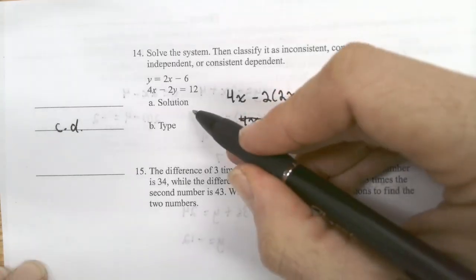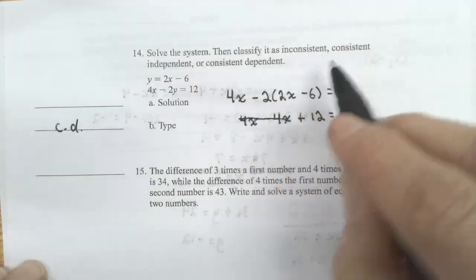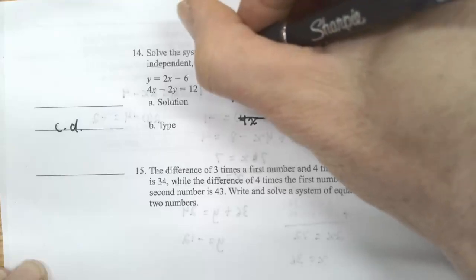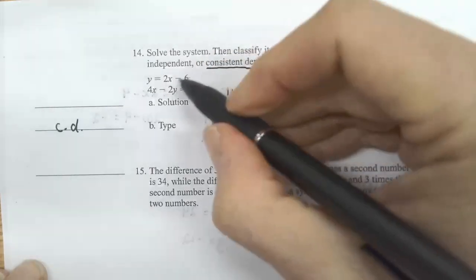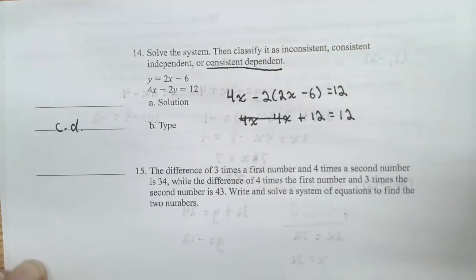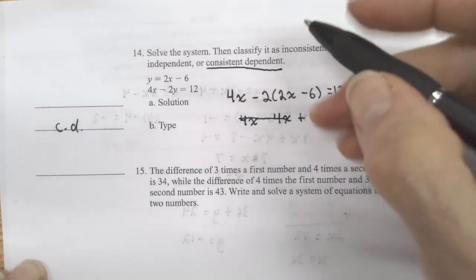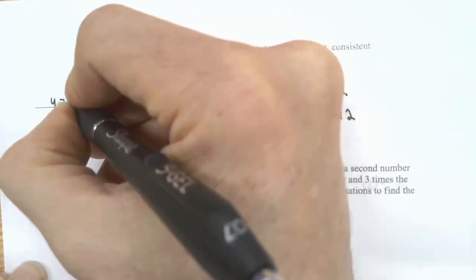And the solution, because remember, when it's consistent dependent, it's basically just saying that these two things are the same line. It's the same line in different forms. So the solution is just the equation y equals 2x minus 6.